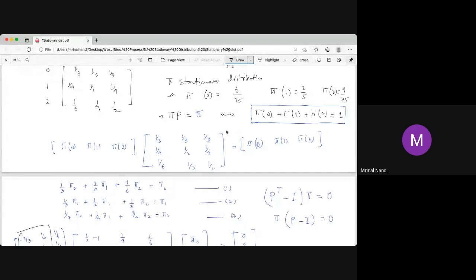Let us just check one. For the first equation, 1/3 into this is 2/25, then 1/4 into this is 1/10, and then 1/6 into this is 3/50. Adding up, 4/50, 5/50, and 3/50 gives 12/50, which is 6/25. So we just check one and it is correct. You can easily check the others also. So this is the unique stationary distribution for this Markov chain.